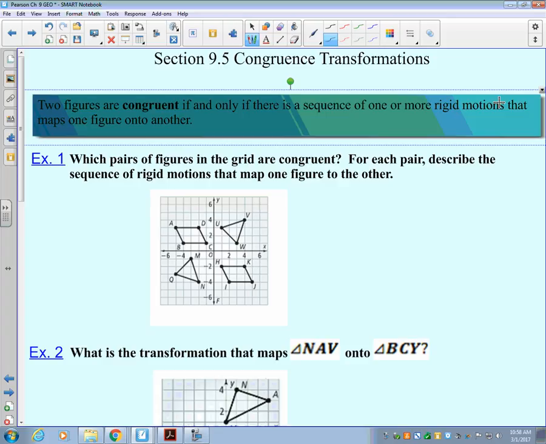Which one is the easiest one to see that they're congruent? Because they're even oriented the same. The parallelogram. Parallelogram.